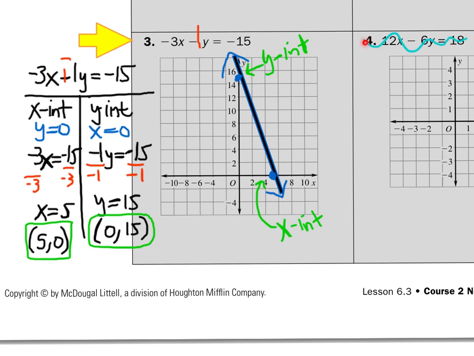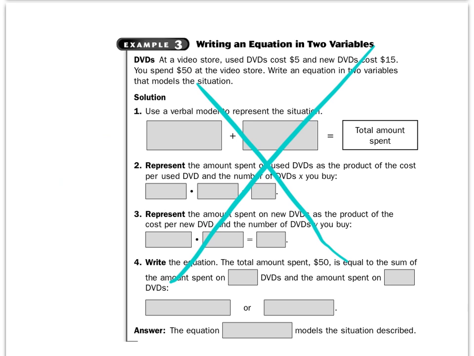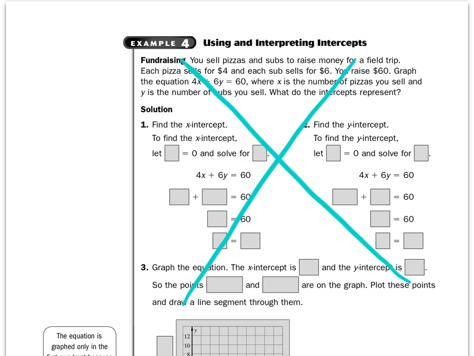And then go ahead and cross out number 4. Okay, and then you have my permission to lightly cross out example 3. And then go ahead and lightly cross out example 4.